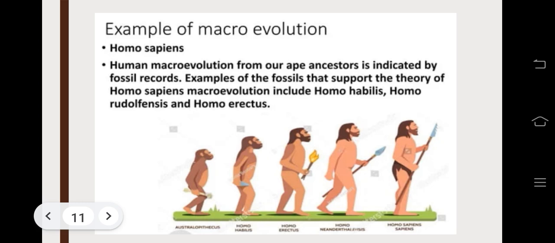An example of macroevolution: Homo sapiens. Human macroevolution from our ape ancestors is indicated by fossil records. Examples of fossils that support the theory of Homo sapiens macroevolution include Australopithecus, Homo habilis, Homo rudolfensis, Homo erectus, Homo neanderthalensis, and Homo sapiens sapiens.